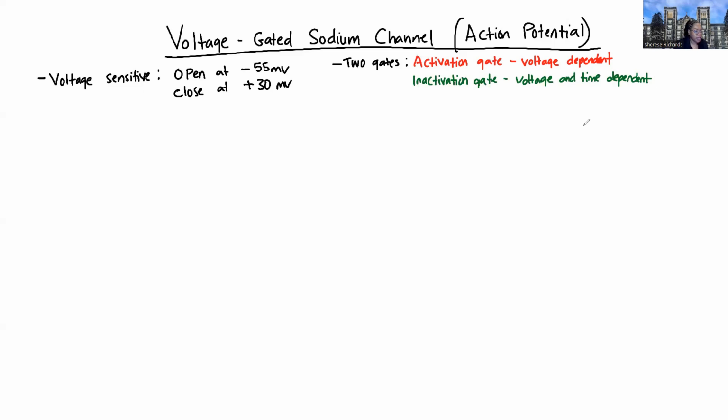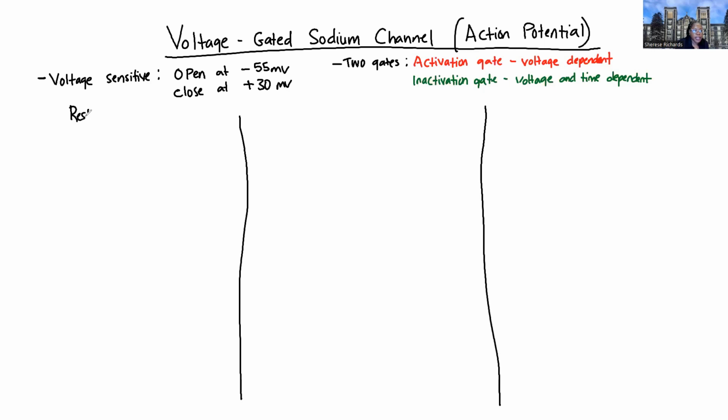Okay. So having said that, let's go ahead and look at the three states of this channel. Let's look at three scenarios here. First off, our channel is at rest. So this is the resting state. This is when the membrane potential is negative 70.